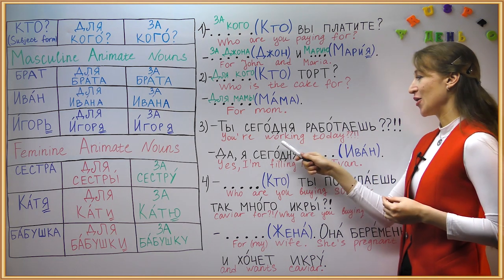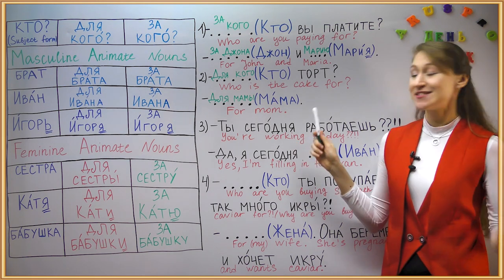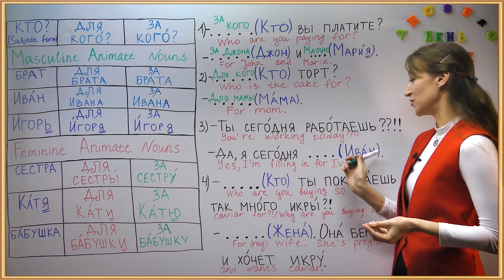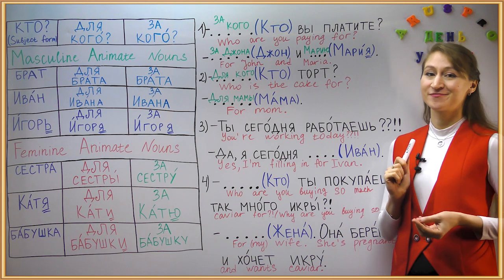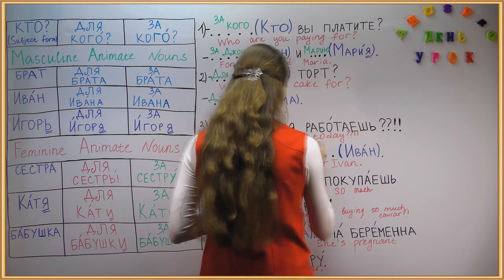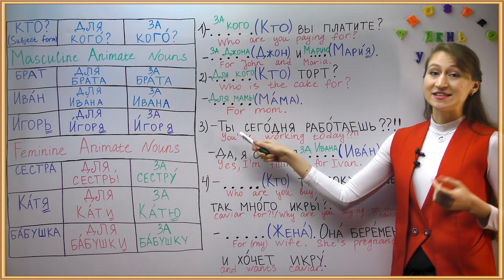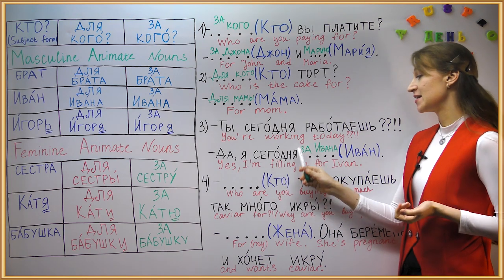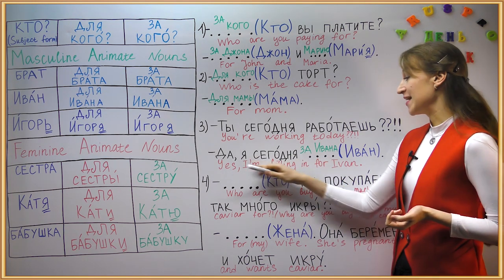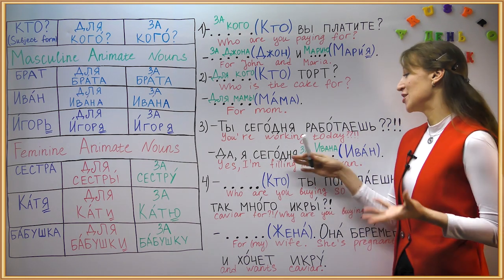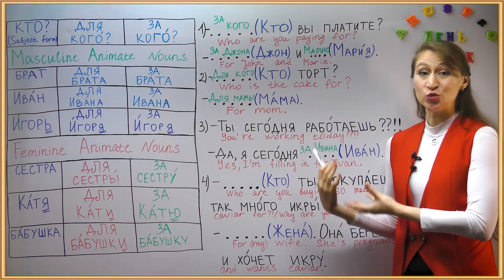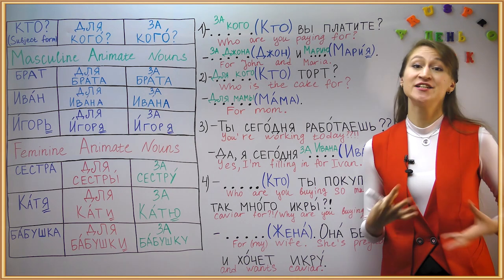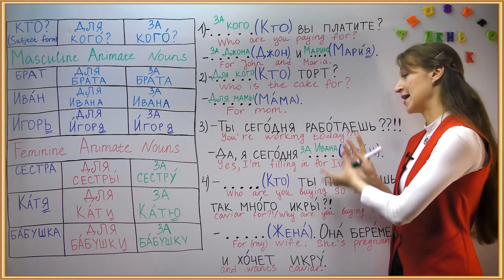Number three. One of your coworkers is surprised that you're working today since it should be your day off, but you're filling in for Иван. Ты сегодня работаешь? Да. Я сегодня за Ивана. Pay attention that here it's not necessary to actually say работаю, to use the verb. We can just say я за Ивана. And it's clear that you are filling in for him, for Иван.